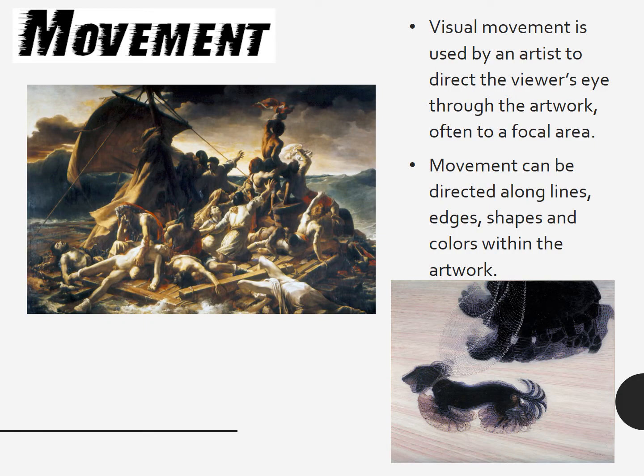Movement. So visual movement is used to bounce the viewer's eye around a work of art. Movement can be directed along lines, edges, shapes, and colors within a work of art. So we have this really famous painting of a shipwreck, and they're trying to flag down a ship in the distance. So all these different bodies are laying all over the place, and our eye is bouncing along these different bodies to direct the viewer's eye to the man up here trying to flag down that ship.